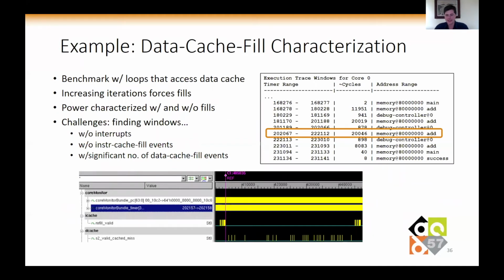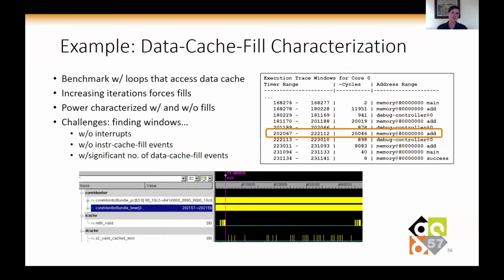So now on this slide, I'm illustrating how we characterized one of these energy contributors, namely the data cache fill event. So we created a benchmark that allowed us to force fill events if we increased the number of loop iterations. And that allowed us to then sample the power both with and without cache fills, and then use the equation from the previous slide to reverse out what the dynamic energy was for that cache fill event.